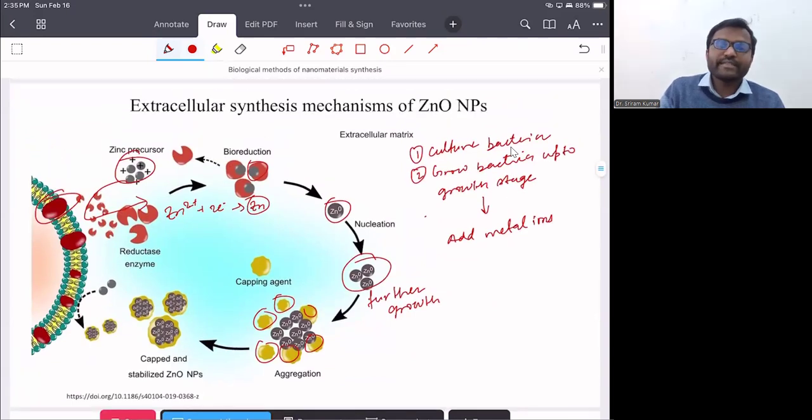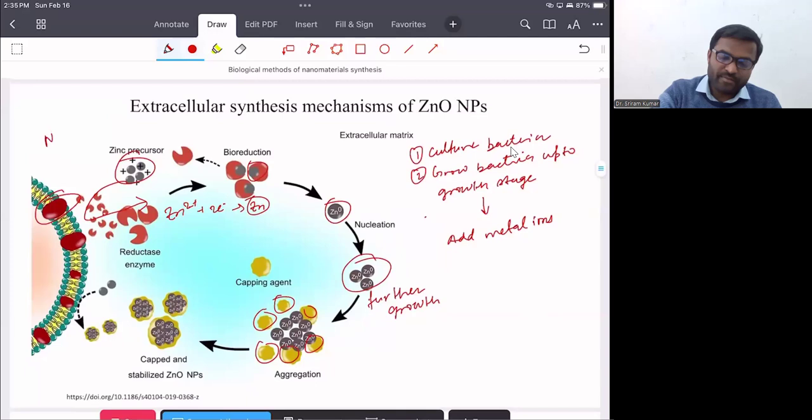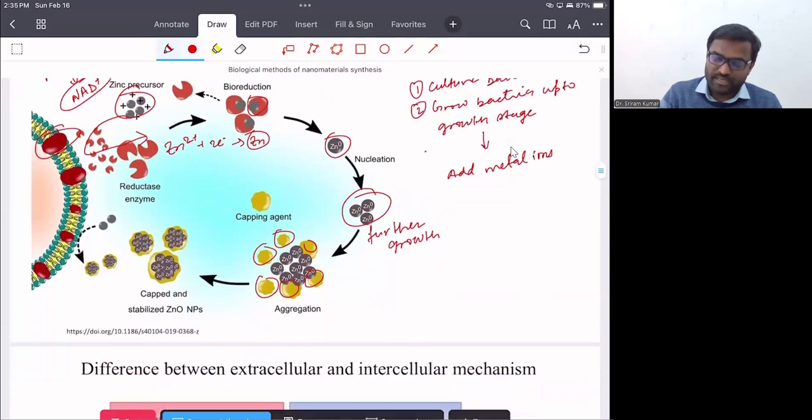So there is only one difference between the intracellular and extracellular mechanisms: one process happens in the cytoplasm, and the extracellular mechanism happens on the cell membrane. These reactions happen by the action of the enzyme, NADH. So we have the NADH enzyme, and that gets oxidized to NAD plus. So if we need to understand the enzyme and what reactions happen, in presence of that enzyme we will get the nanomaterial.